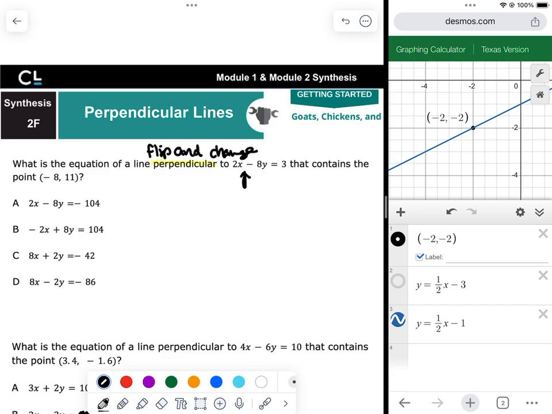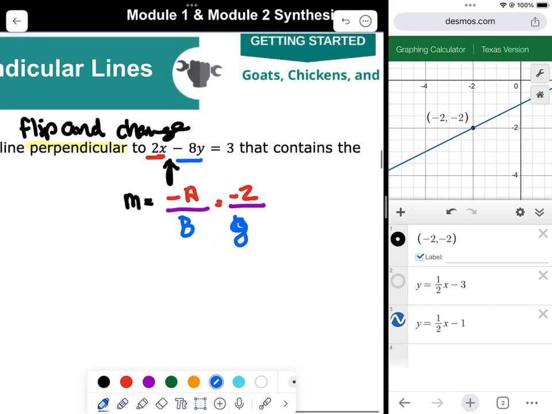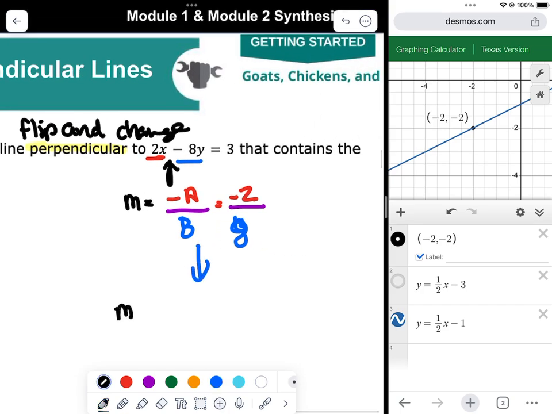So when you have standard form, you cannot put this in Desmos. You got to remember, m is equal to negative A over B. So A is going to be 2. So I'm looking at -2 over B is -8. So if I want a perpendicular slope, what I'm looking for is I want flip and change. Oh, and I didn't make this a -8. So 2 negatives make a positive, so I get 2 over 8. So perpendicular slope should be a -8 over 2.